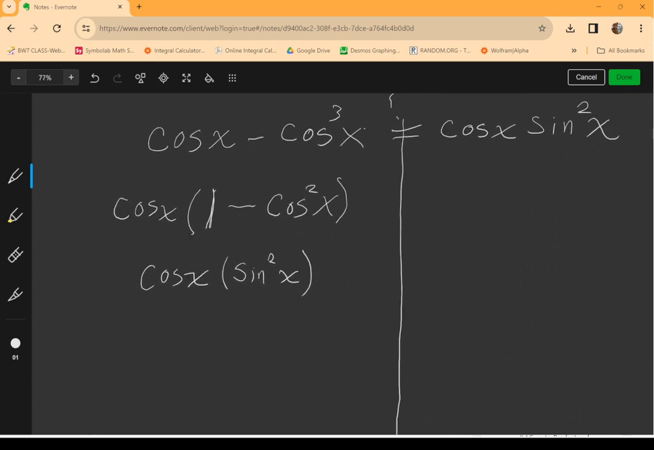All right, and now we have the same thing here. There we go, cosine x times sine squared x. All right, and that verifies the identity.